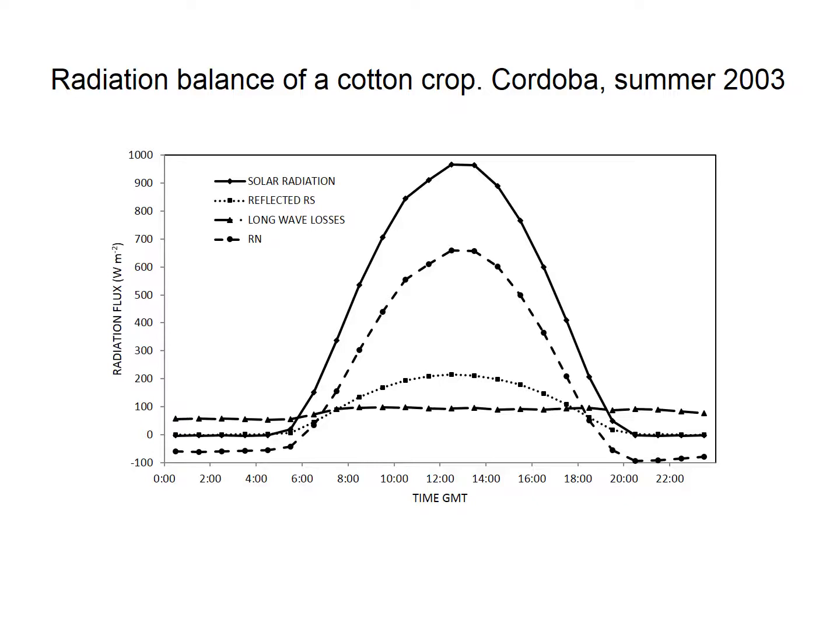Then we have the component of long wave, and this is the long wave losses. If you see, the component of long wave loss is close to 100 watts per square meter. And now, if we calculate the net radiation, we come up with this curve. Look at this. During the night, we have negative values of net radiation, and during the day, we have positive values in proportion to solar radiation.